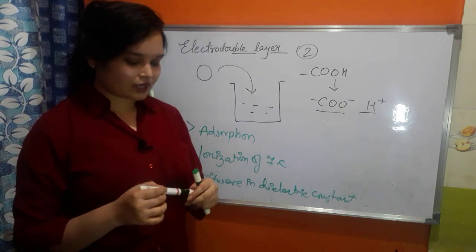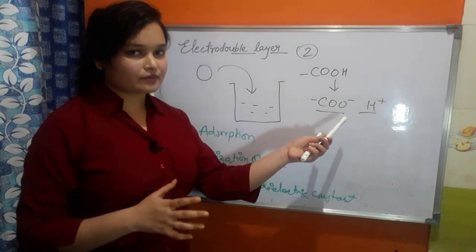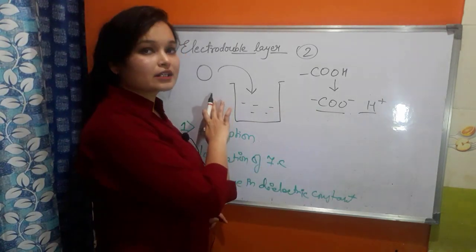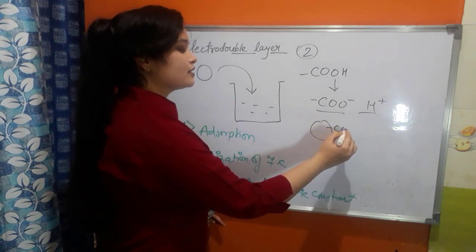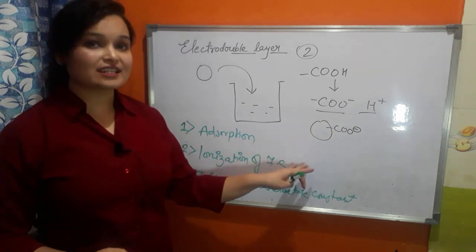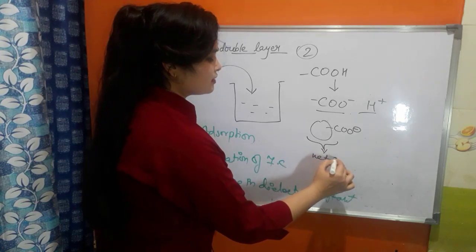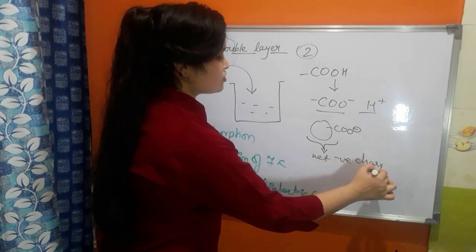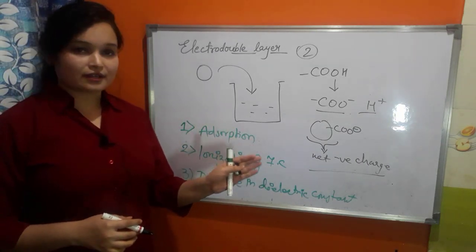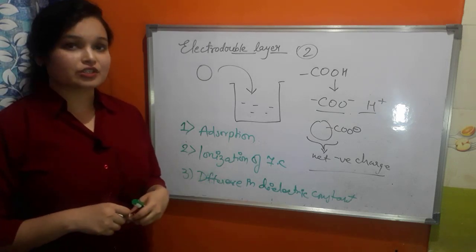These are the ions. Now you see this COO negative is not something we are studying separately. This is the functional group of this particle. So this particle is now having COO negative. This makes this particle have a net negative charge. This is how the particle will acquire charge, that is the negative charge, by means of ionization of functional group.